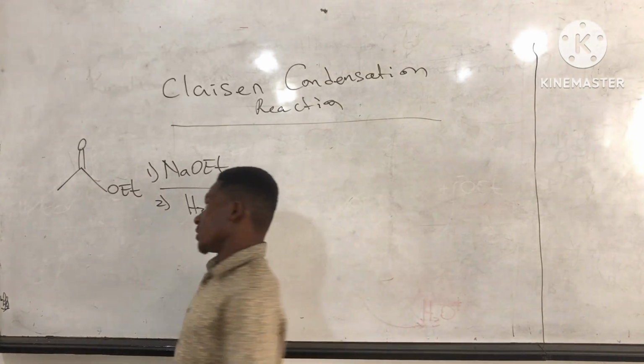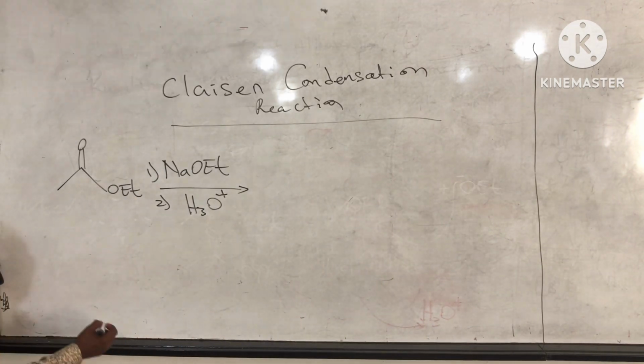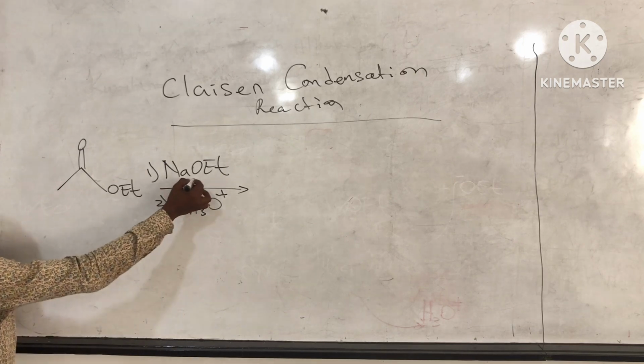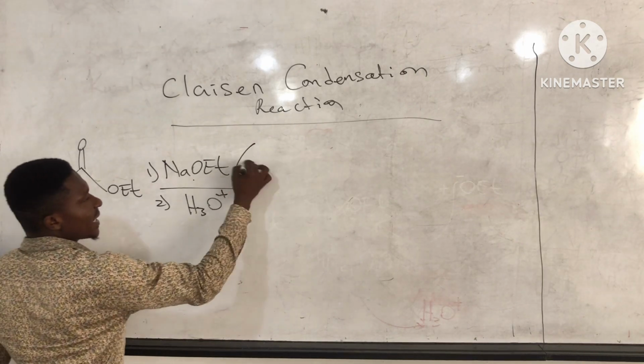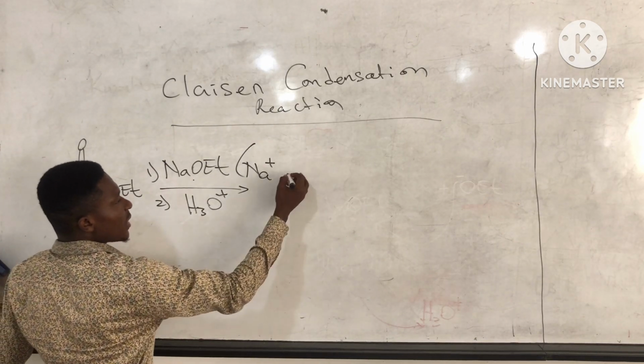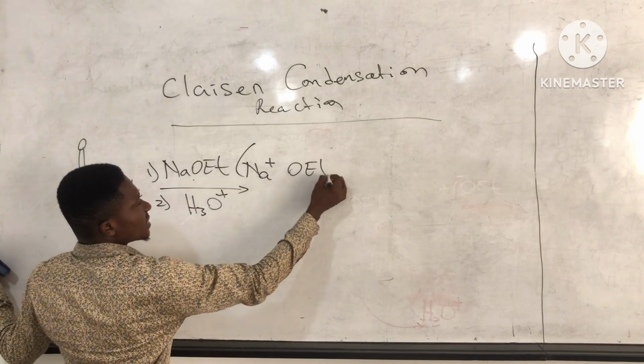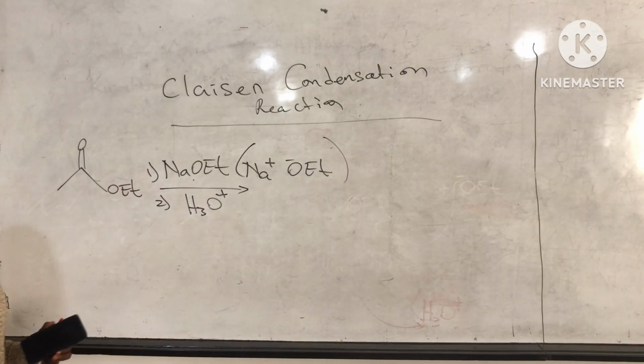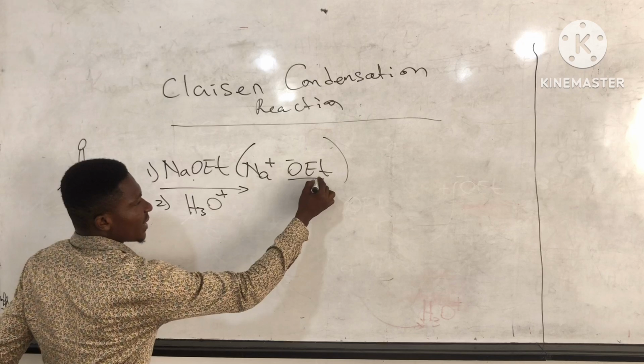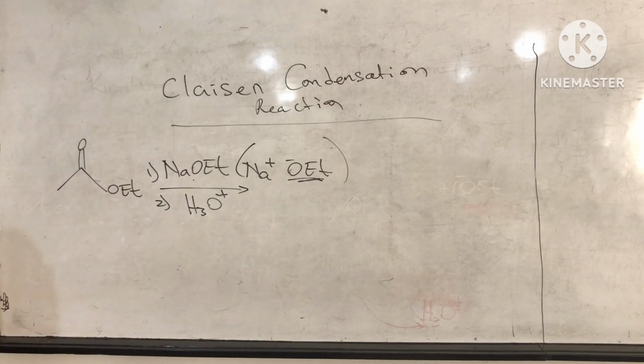Okay, good. So now what do we have here? I'm going to dissociate my base. If I dissociate my base, I'll end up having sodium ion here, and then my ethoxide ion also here. Now this ethoxide ion here is what I'm going to use for the formation of the carbanion.